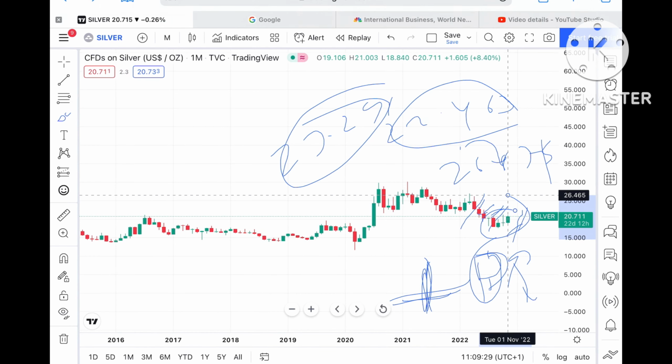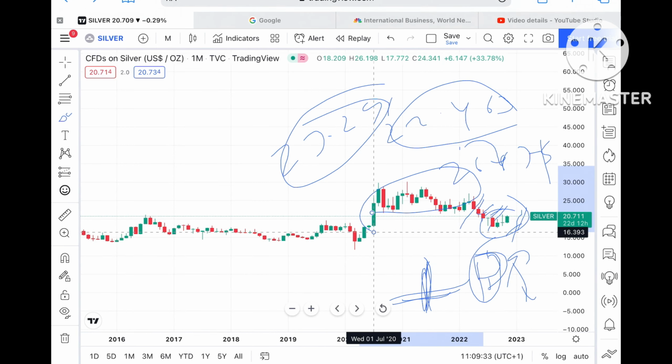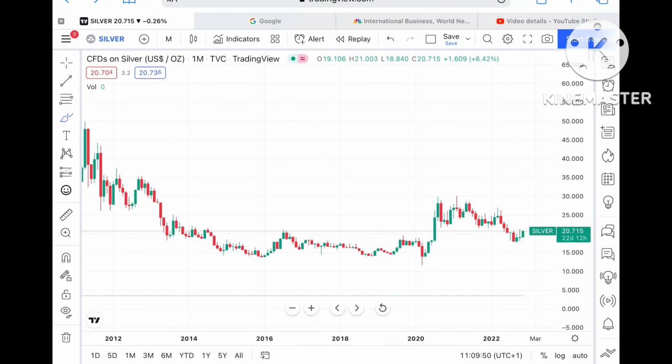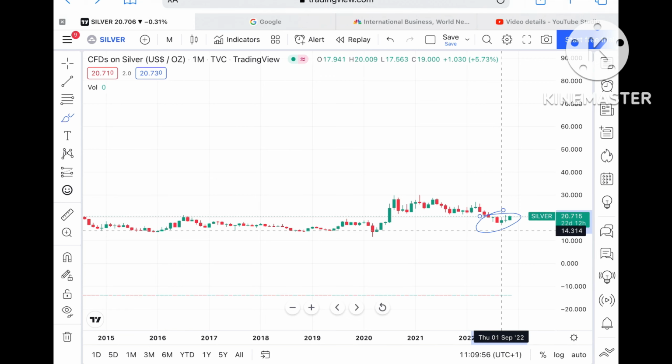Okay, but for continuous 2 years, what we have seen, after breaking this particular zone, it was continuously moving in the downside. So there is a high probability that if this level doesn't sustain, then we can see if it breaks this particular zone, a probability of moving further down is on the higher side.